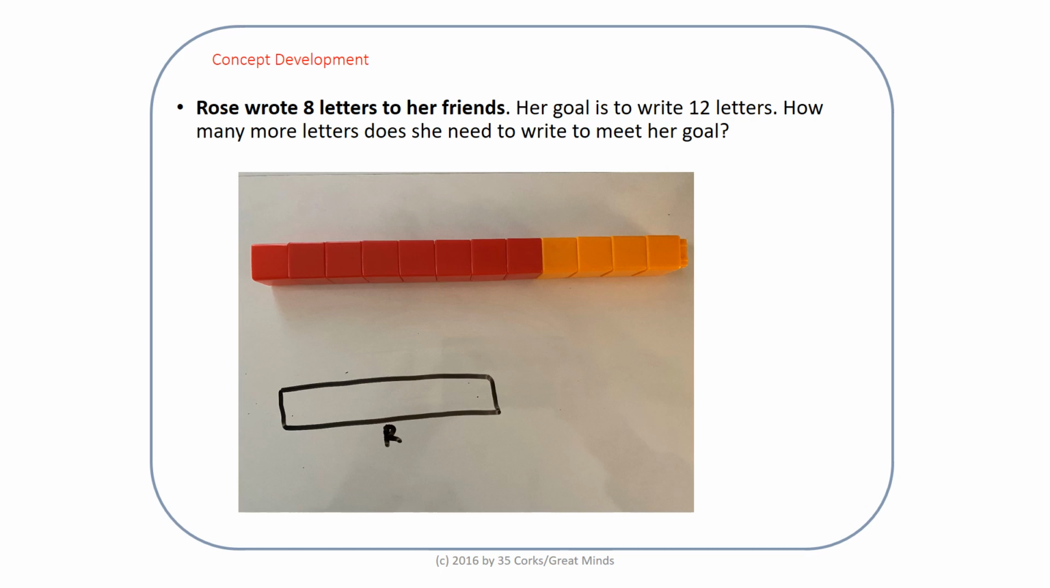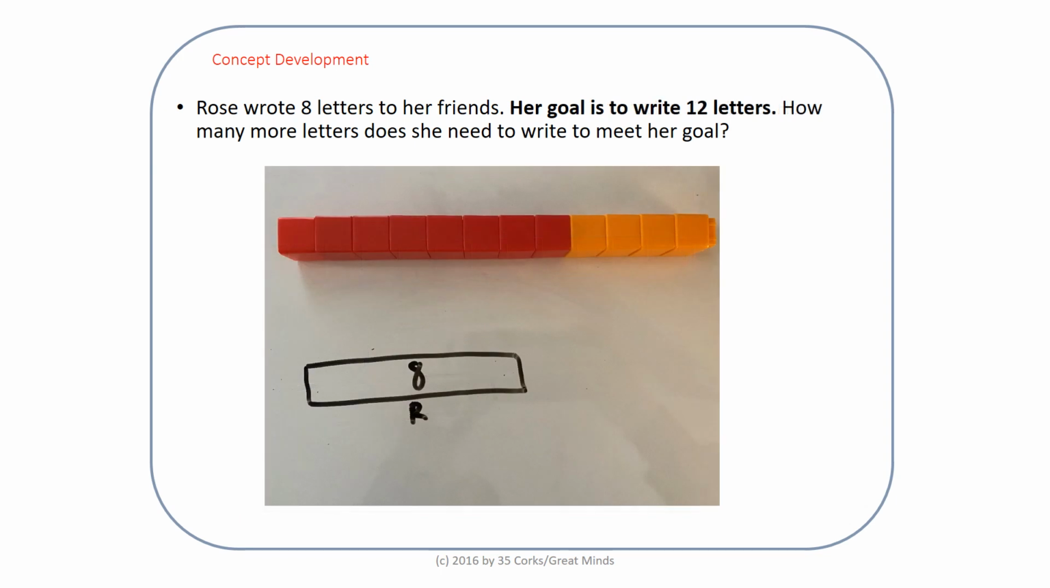So Rose wrote 8 letters to her friends. I have a rectangle. I put my letter R for Rose, but I'm not done. I want this to represent the letters Rose wrote. So what number should I write inside? Looking at my cubes, I'm using my model to help me. What number, looking at what my arrow is pointing to, what number do I need to write inside? Good. We need to write the number 8 inside.